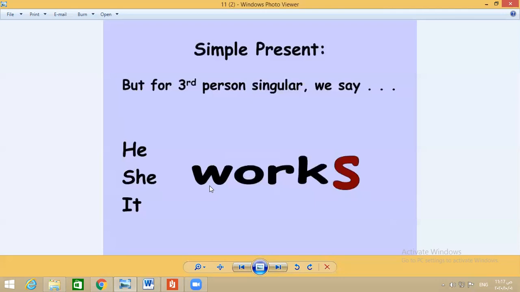What about the third person singular? Or when the subject pronoun is singular? He, she, it, John, Mike, Lisa. So he works, she works, it works. I added s at the end of the verb. And I have other endings. If you remember, I have s or es or ies. Okay.